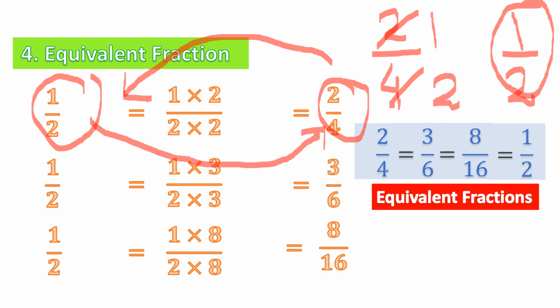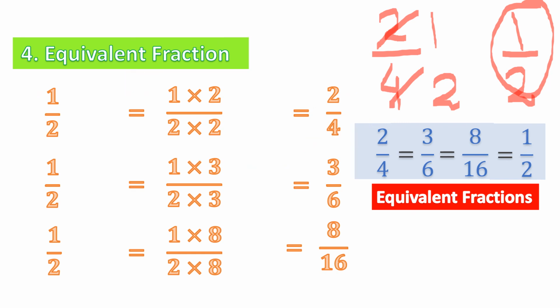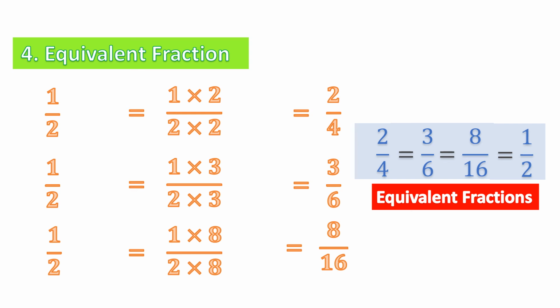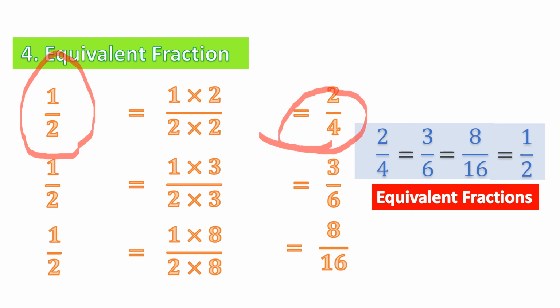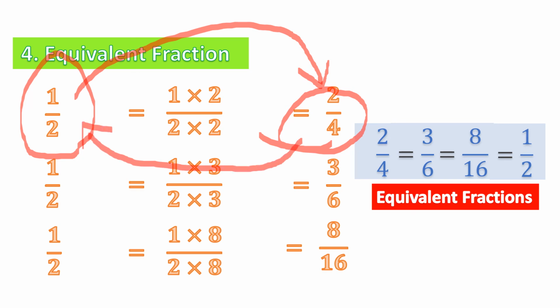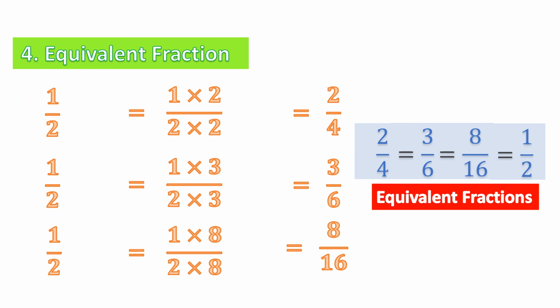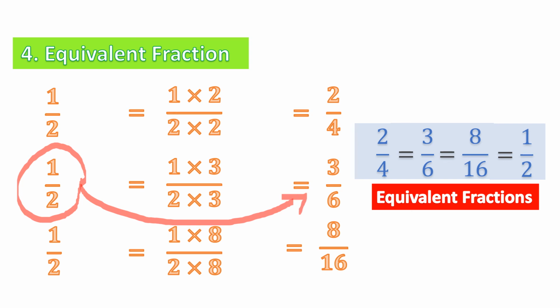So can you see both the fractions are equal? They have equal value, but they look different. So what type of fraction is this and this? These are both equivalent fractions. So 1 by 2 is equivalent to 2 by 4. 2 by 4 is equivalent to 1 by 2. Same way, I can say that 1 by 2 is equivalent to 3 by 6. And 3 by 6 is equivalent to 1 by 2.